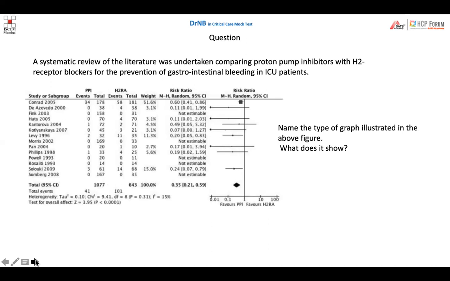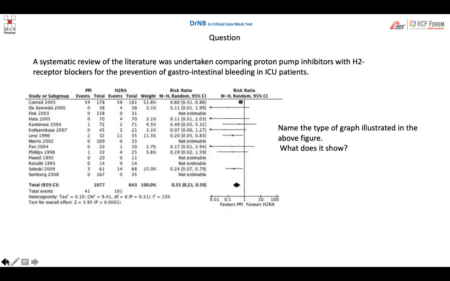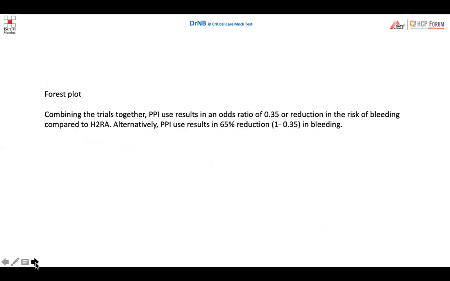A systematic review of literature was undertaken, comparing proton pump inhibitors with H2 receptor blockers for the prevention of GI bleeding in ICU patients. Name the type of graph illustrated. This is a graph which is going in favor of proton pump inhibitors. It is a forest plot which compares the trials, and PPI use results in an odds ratio of 0.35, or a reduction in risk of bleeding compared to the H2 receptor blockers. So it does cause a 65% reduction in bleeding, in favor of PPI, as compared to the H2 receptor blockers.